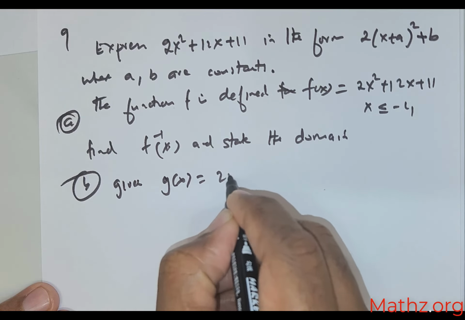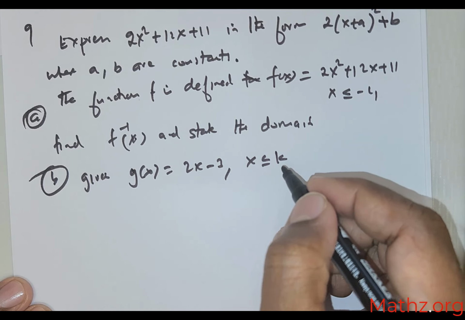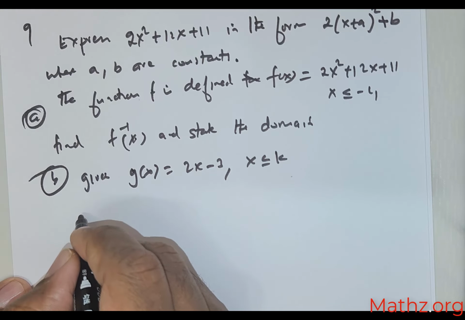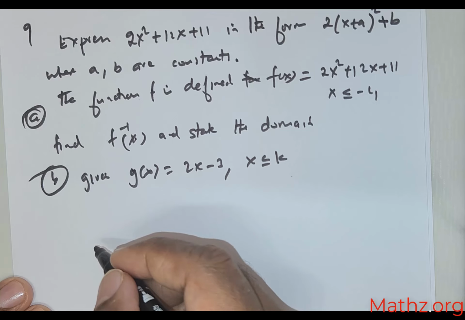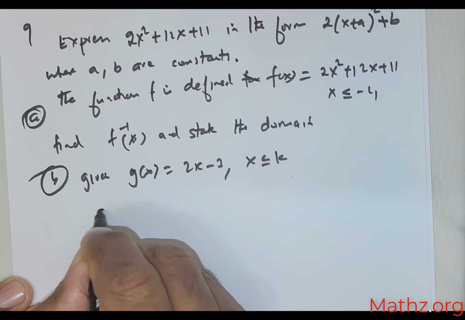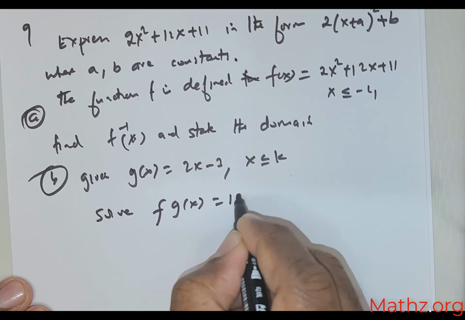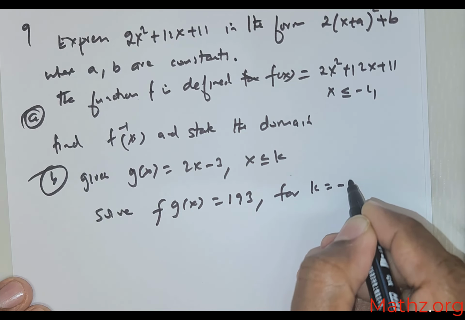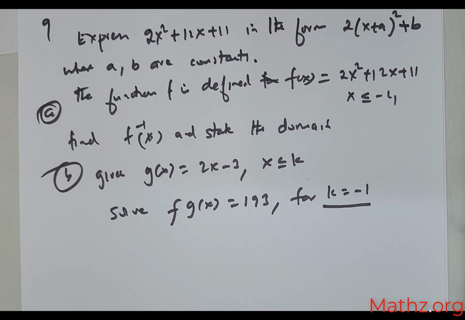And part B: given g of x is 2x - 3 for x less than or equal to k, they are asking us to solve f of g of x equal to 193 for k being equal to -1. Okay, so let's work out the first question.